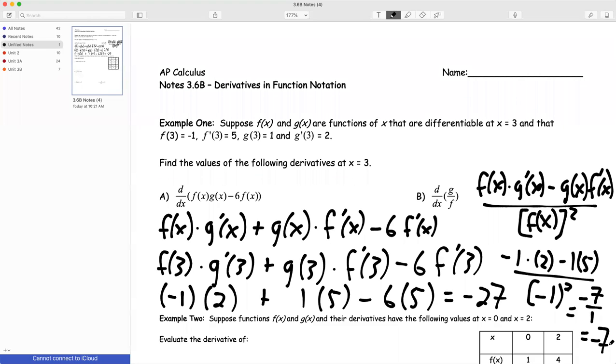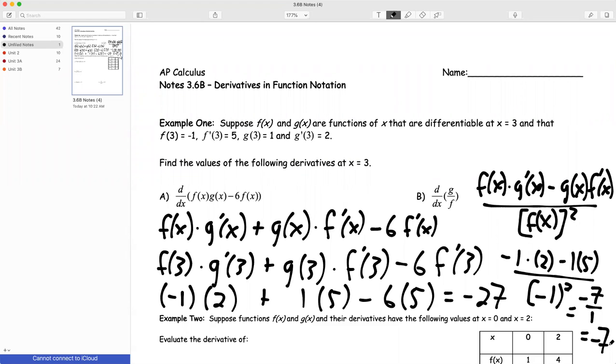Wait, hold on. I need a minute. I'm really lost. So you don't plug in the 3 at all anymore? Yes, I did. I just skipped a step. I can go back and plug it in, but I just looked at all of these, they are all 3s. So I just wrote down the values of f of 3 and g prime of 3 and so on. Oh, I see what I did wrong. Okay.